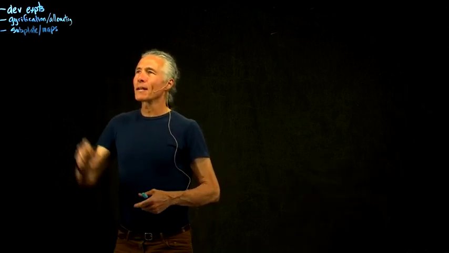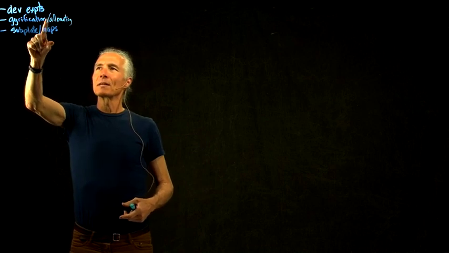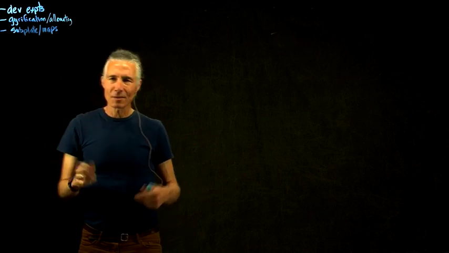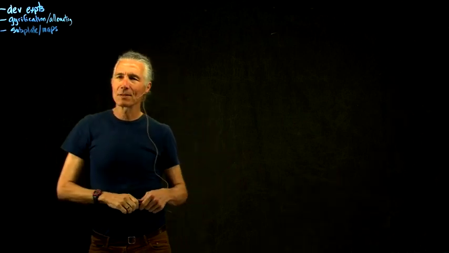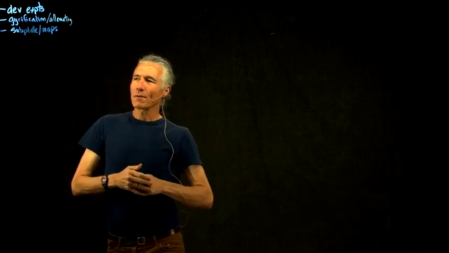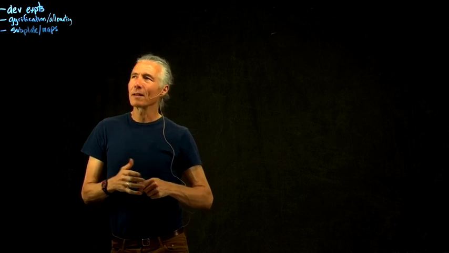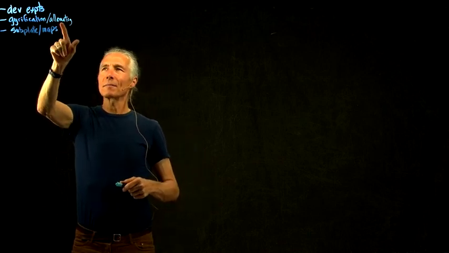And then I'll talk about gyrification. So we know that we have lots of folds in our brain. How do they get there? What's sort of the general theory of why there are folds in the brain? And in particular, now we'll talk about something called allometry.